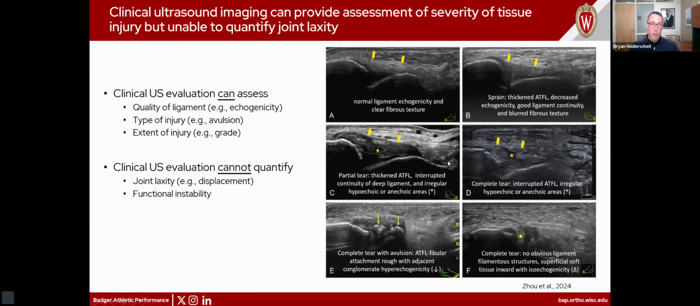Now, again, if we were to test this on our physical exam, doing a drawer, I mentioned the reverse drawer, we may be able to identify an extent of laxity. We may grade it as a plus or a minus.